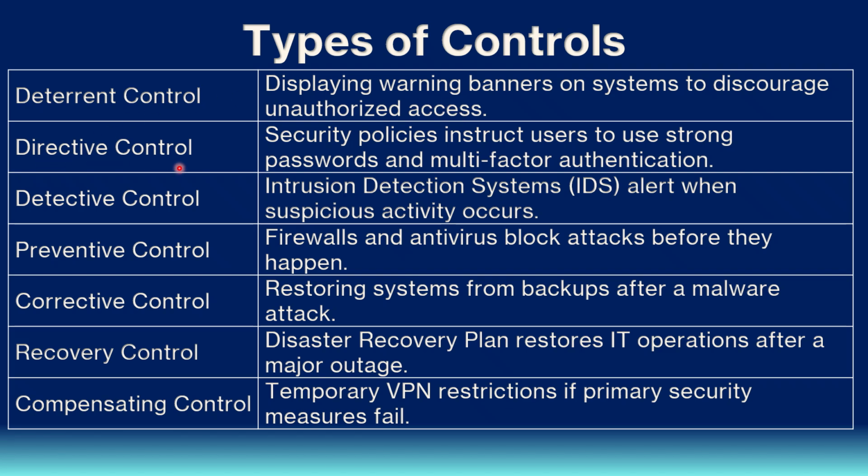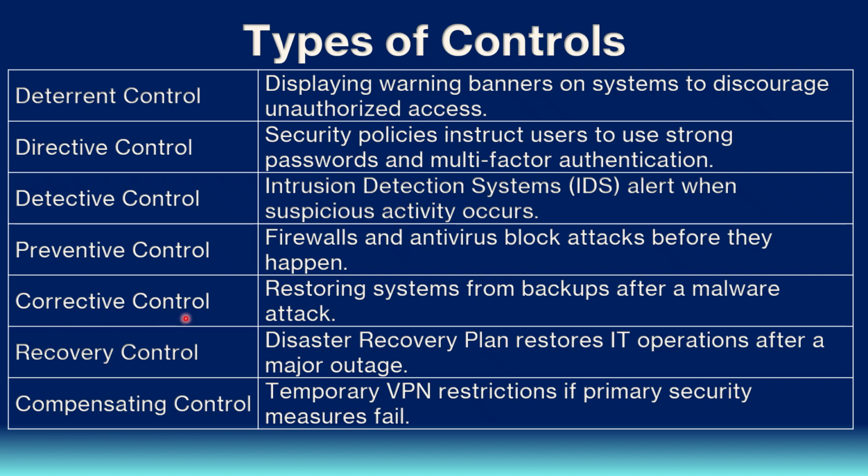Second is directive control. That is, as we discussed, security policies instruct users to use strong passwords and multi-factor authentication. So these are directive controls. What is detective control? An intrusion detection system alerts when suspicious activity occurs. That is a detective control. Preventive control: firewalls and antivirus block attacks before they happen. That is a preventive control that prevents the attack from occurring.